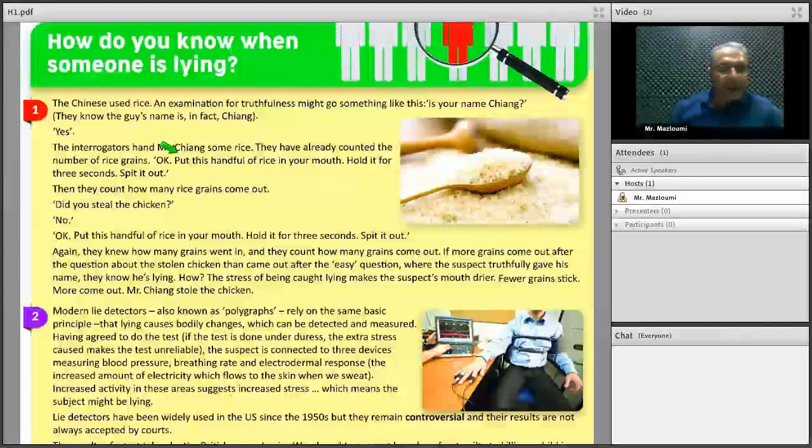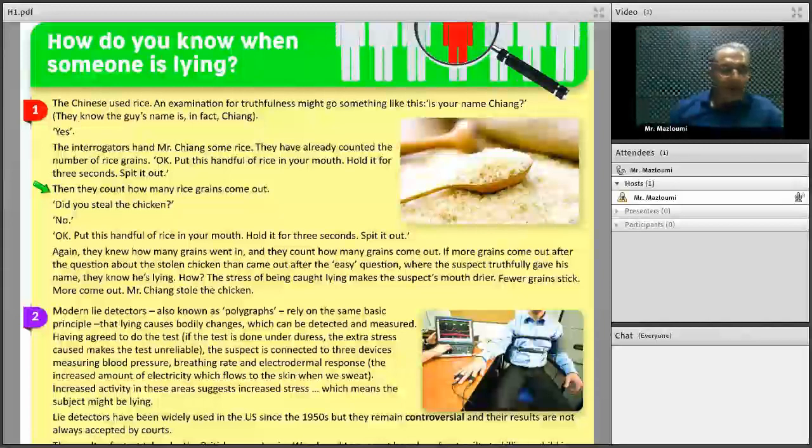Spit it out. You know, when there is something in your mouth and you just spit it out, you just let it go. Yeah, you spit it out. So they ask the person to spit the rice out. Then they count how many rice grains come out. So they gave some rice. The person just holds the rice for a couple of seconds, then just spits it out. Then the interrogators count the number of rice grains.